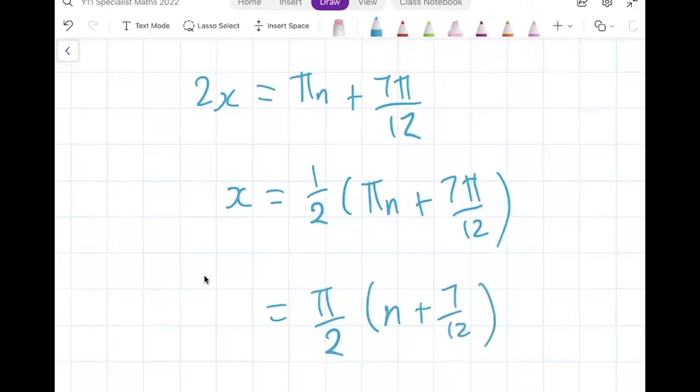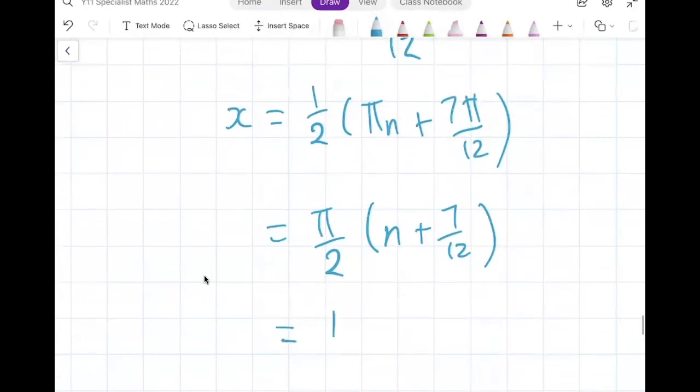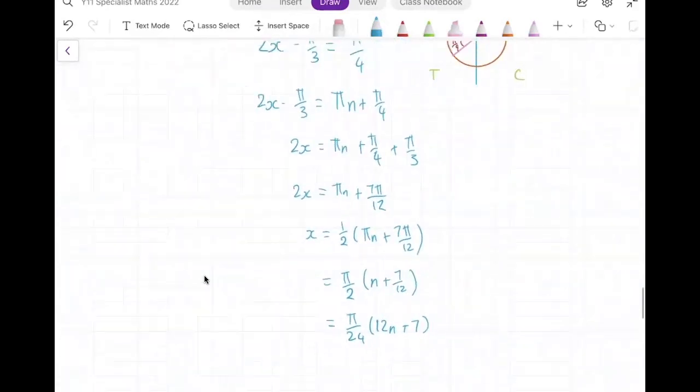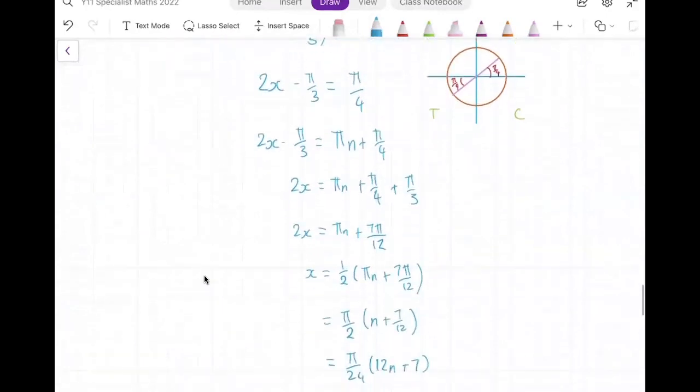7 over 12 is a little messy. Let's bring 12 out, and that's going to give pi over 2 times 12, which is 24. That's going to be 12n plus 7. So that's going to be my general solution for something like this. Again, the original premise is the same. I just have a more complex algebraic simplification at the end.